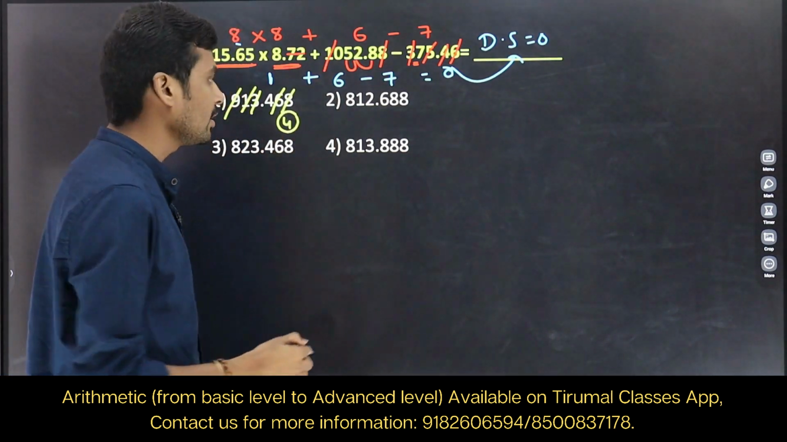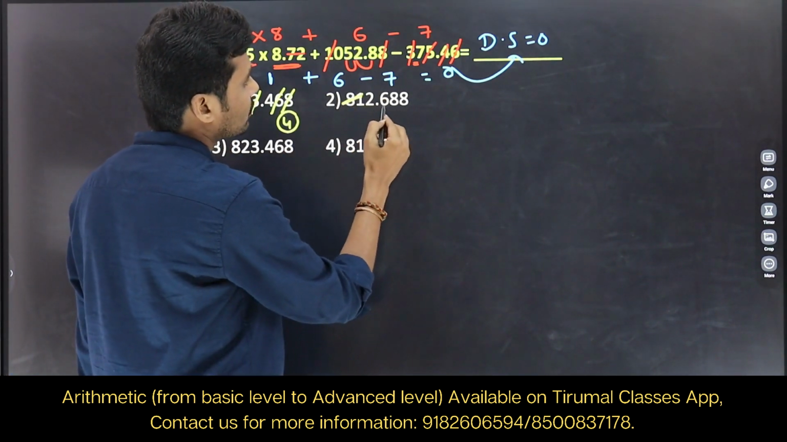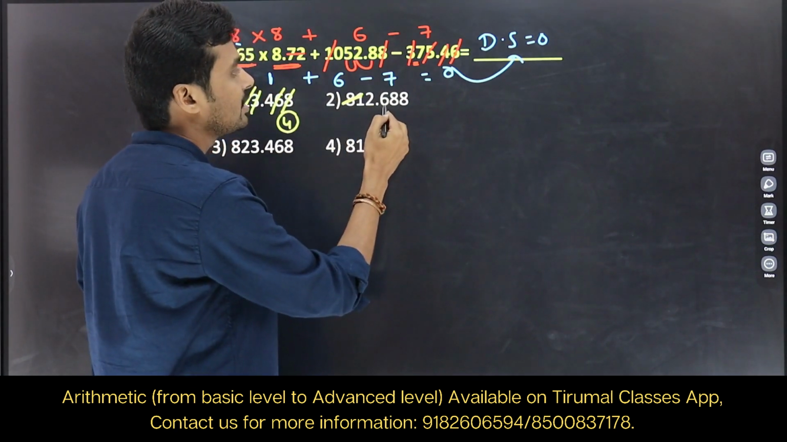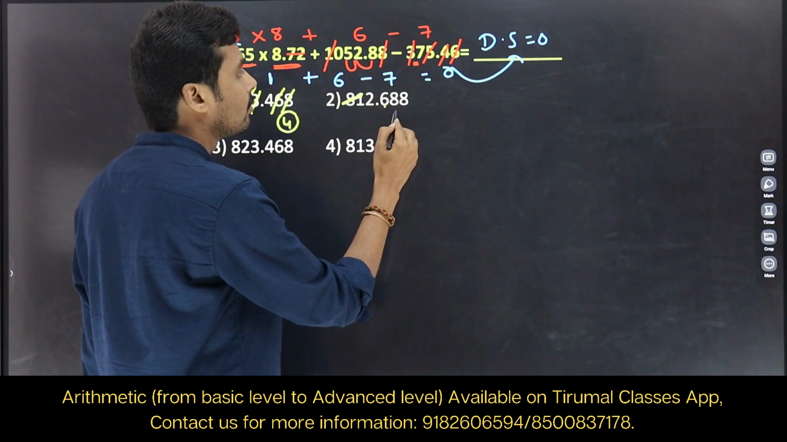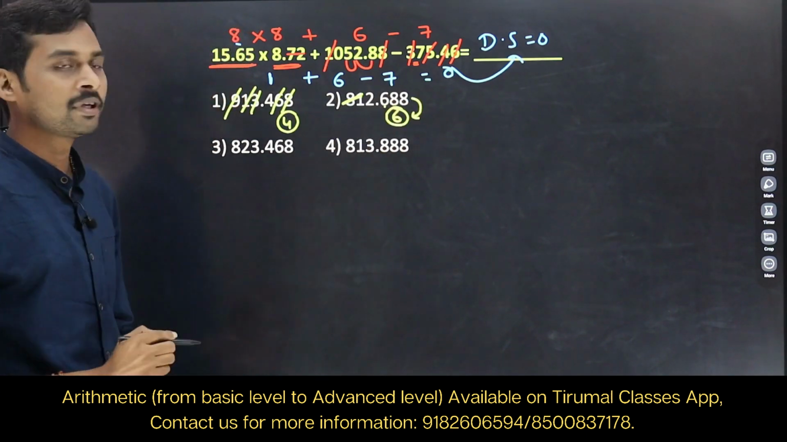Second option: 8 plus 1 is 9. Next, 6 plus 2 is 8. 8 plus 8 plus 8 is 24, and 2 plus 4 is 6. So the DS value of the second option is 6.